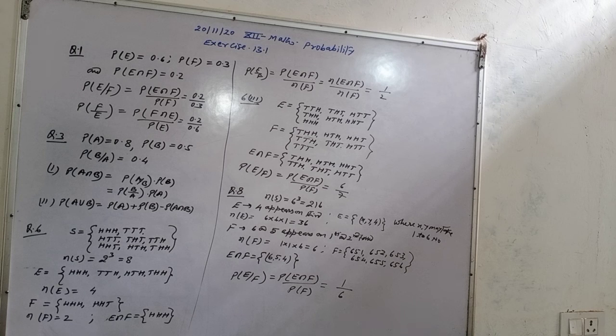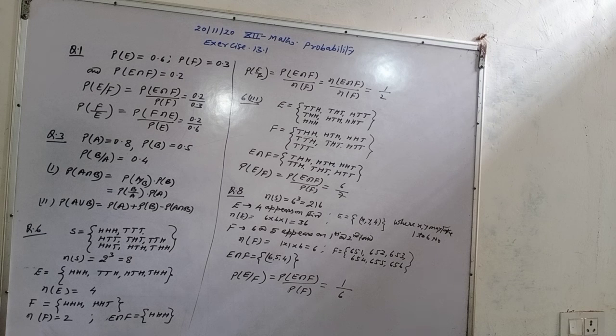Here P(A), probability of event A, is 0.8, P(B) is 0.5 and P(B|A) is given as 0.4. So in the first part, P(A intersection B) is P(A|B) into P(B), and this is also equal to P(B|A) into P(A). Putting the value and find the intersection probability.